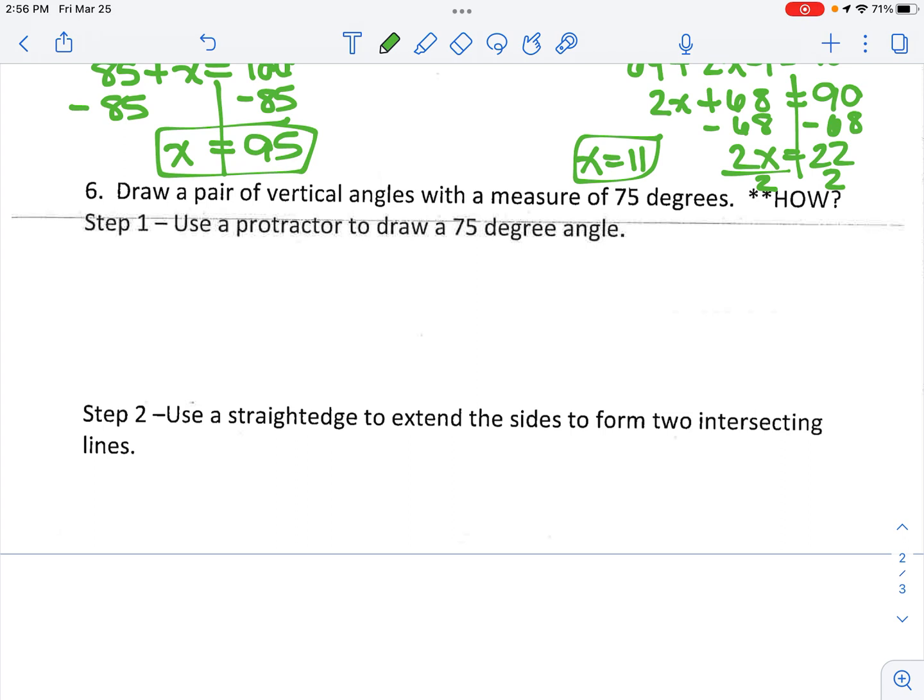If I'm going to draw a pair of vertical angles with a measure of 75 degrees, I could draw one angle and then 75 degrees. So I'm going to kind of eyeball it. This would be about 90 degrees. So 75 would be a little bit less than that. So I'm going to erase those. So this would be about 75 degrees, and this would also be about 75 degrees. Use a straight edge to extend the sides to form two intersecting lines, which we already have two intersecting lines.